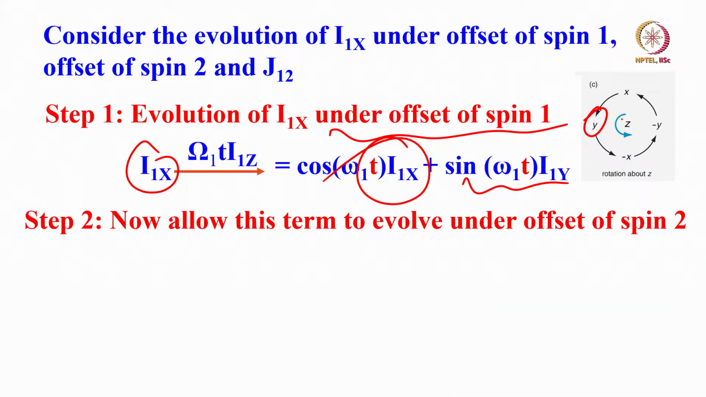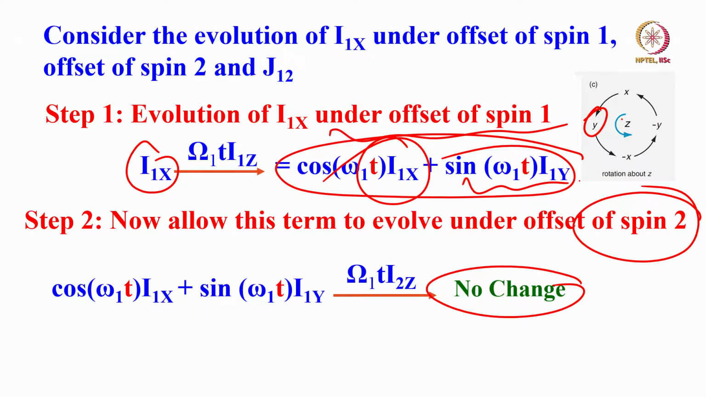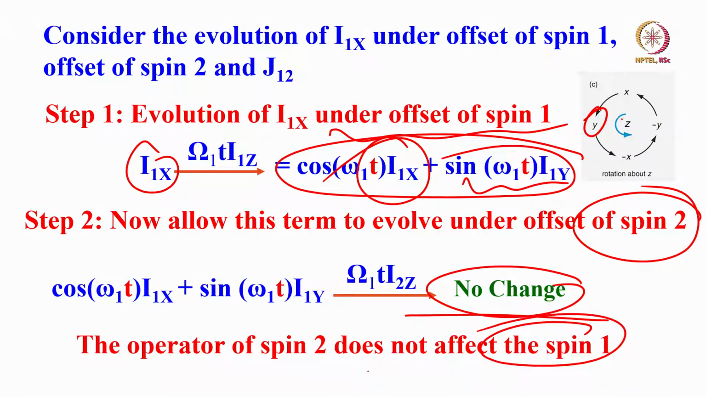Now, allow this term to evolve under the offset of spin 2. Both of these terms have to be evaluated under the offset of spin 2. What is going to happen? Absolutely no change you will see. The reason is, as I told you, when you are considering rotation of spin 1, it has no effect on spin 2 and vice versa. Its effect on spin 2 is not there at all, it is ignored. So, that is why no change is there.